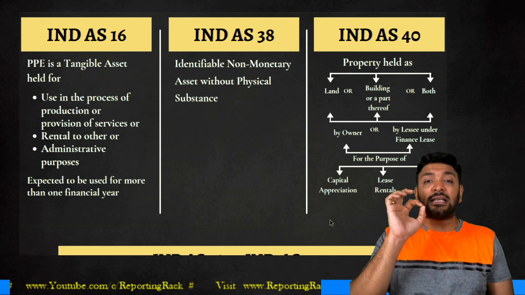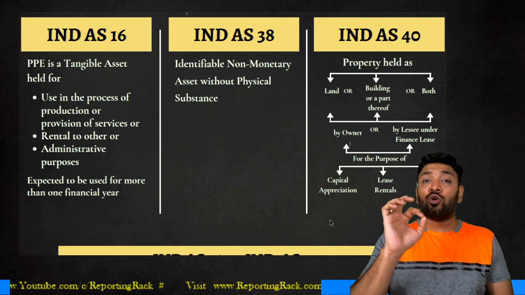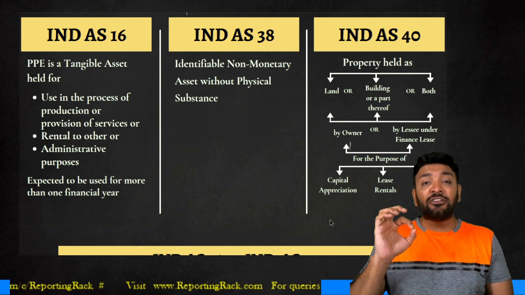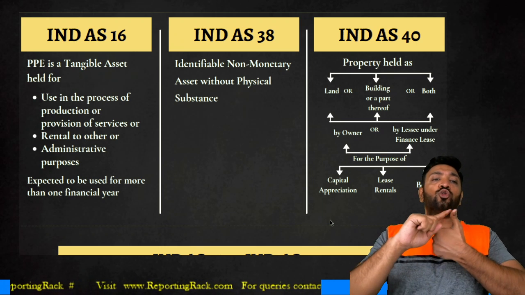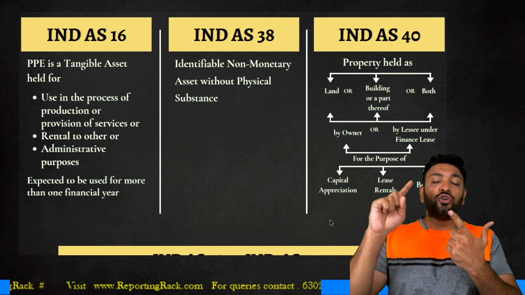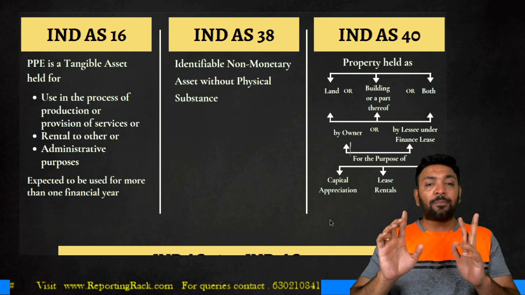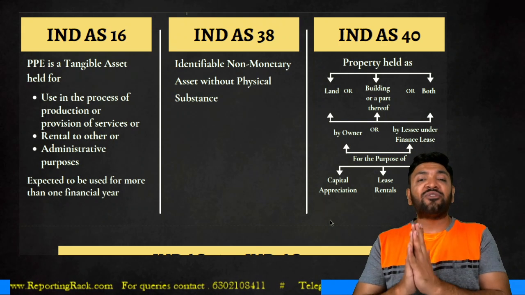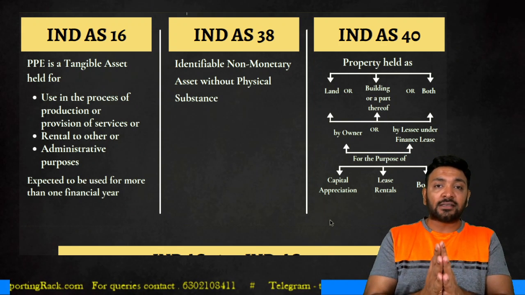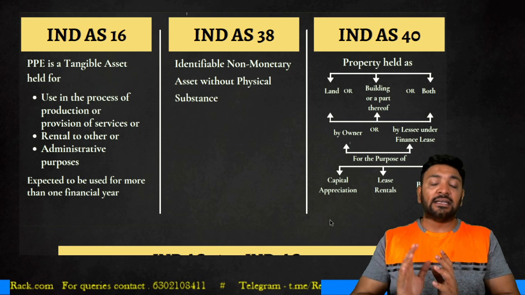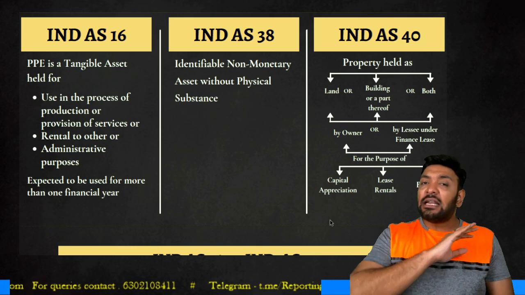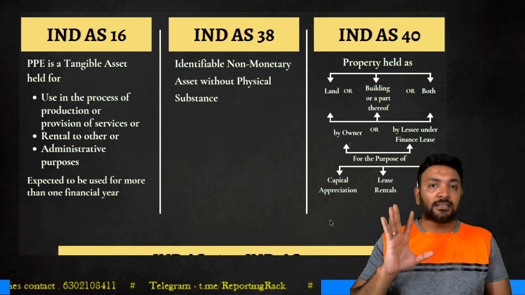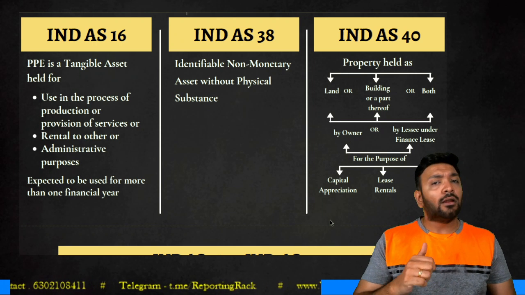An extract of AS 26 dealing with the definition of intangible assets would go like this: it is an identifiable non-monetary asset without physical substance held for use in the process of production or provision of services, used for rental to others, used for administration purposes. The purposes for which the intangible asset can be used were specifically given under AS 26. However, when we came down to IND AS 38, he stopped it. He did not have those purposes. He simply said it is a non-monetary asset without physical substance. Question will come, why? Logic simple.